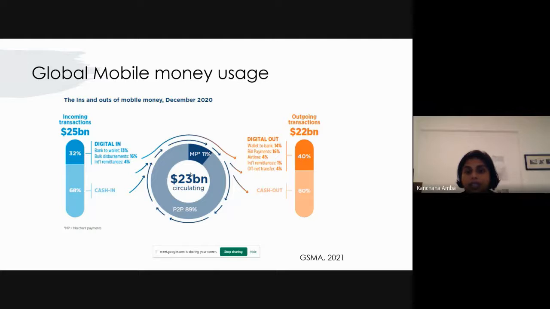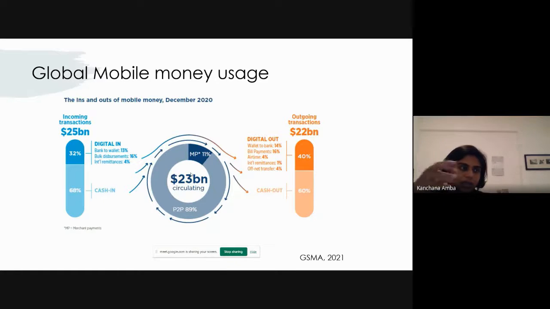Now the way that it's used internationally is that it gets transferred from the wallet. Let's say it comes in as an international remittance, especially since it's a cheaper way to remit internationally. Then from the wallet it goes into their bank, like 14%, and then for bill payments again, quite high, 16%. For airtime, that is used for talking on the phone. There are very few international remittances out.